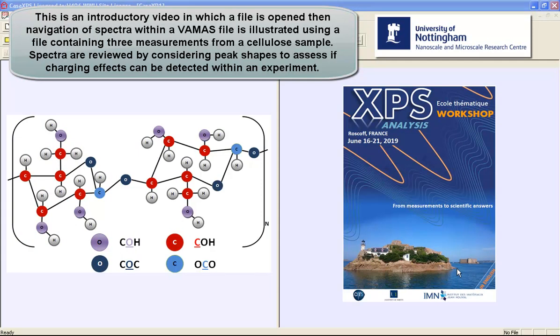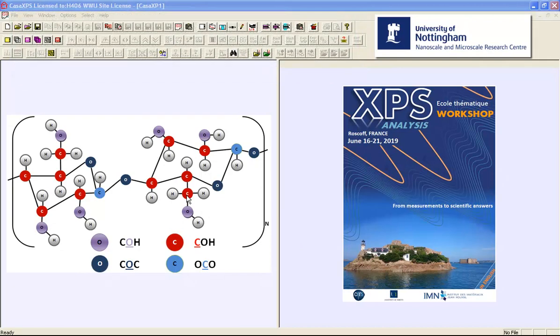Polymers are a fertile ground for XPS, and the reason for this is that carbon responds to chemical environment by shifting peaks in binding energy. So in this particular polymer, which is cellulose, we have carbon atoms that are singly bonded to oxygen and otherwise bonded to carbon and hydrogen. And we also have carbon atoms that are bonded to oxygen twice and once to carbon and hydrogen. And these two different chemical states produce shifted peaks.